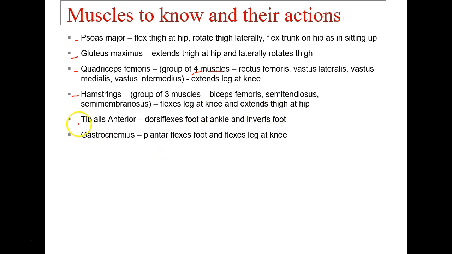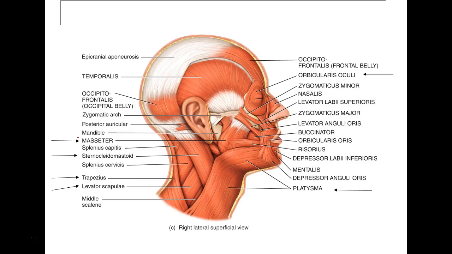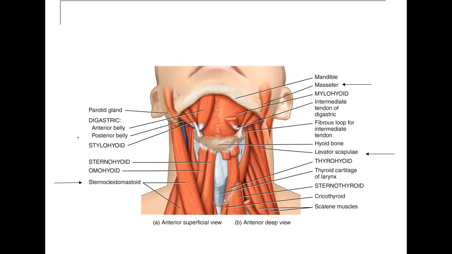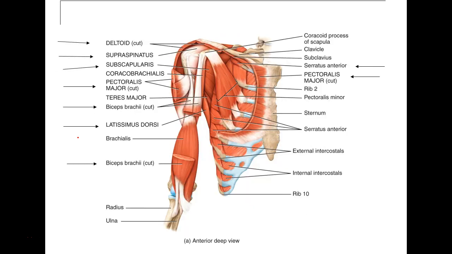And then we have 2 more, tibialis anterior, found at the anterior of the tibia. We're dorsiflexing the foot. And gastrocnemius, we are plantar flexing the foot. So these are also a pair of antagonist and agonist muscles. So as you can see through here, the muscles to know are labeled. So do know them and their location.